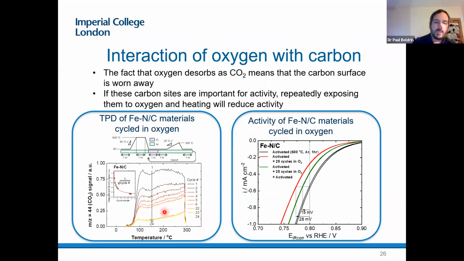So that kind of suggested that we were on the right track, that this carbon surface was being worn away, and you were ending up with fewer active sites that could bind oxygen. And we got some of this cycled material and we put it in a fuel cell, and we found that it was actually being deactivated electrochemically as well. So that kind of suggested we were on the right track, that we were removing these active sites.